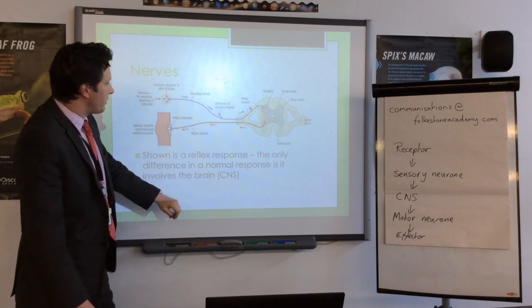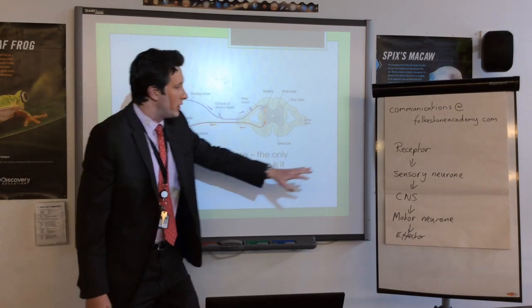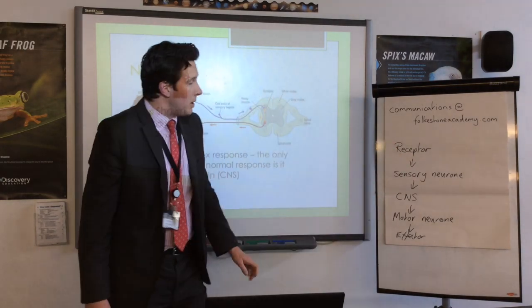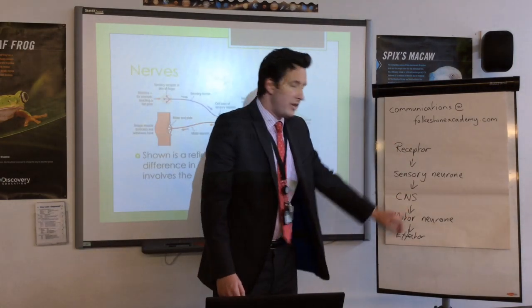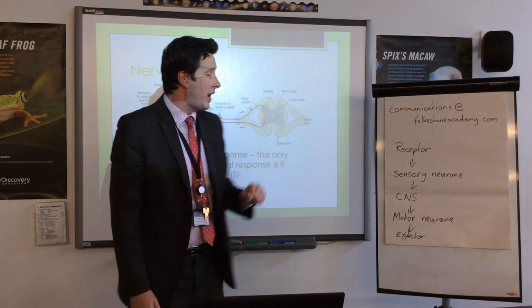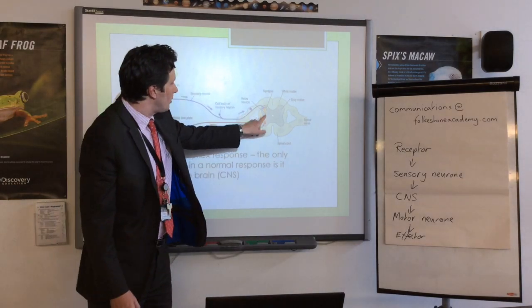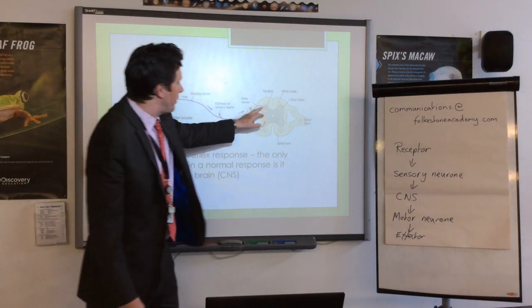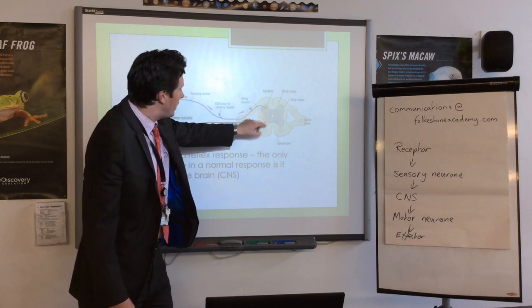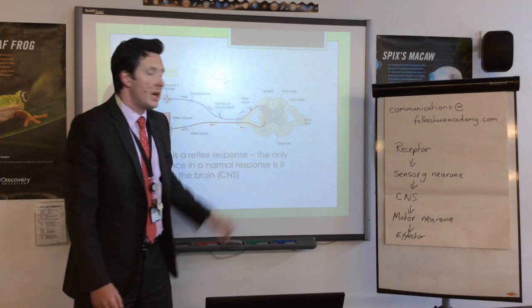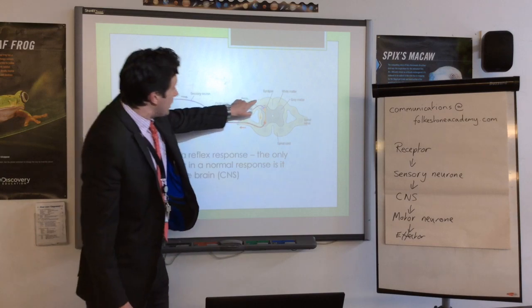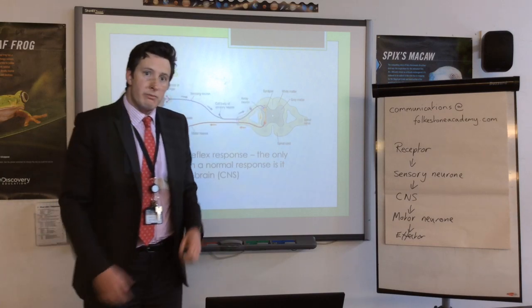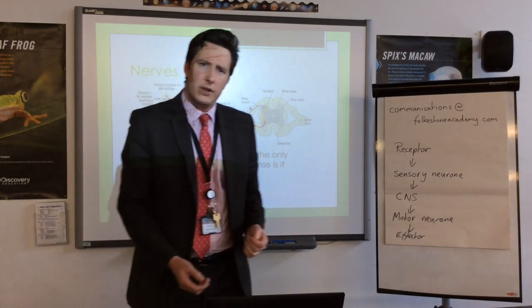Okay, and this reflex response happens quicker than a normal nervous response because it doesn't involve the central nervous system, it doesn't involve the brain. It actually goes through what's called a relay neuron. And a relay neuron is just a short neuron that links the gap between the sensory and the motor neuron. So it sends the message a lot quicker, and reflex actions are usually to protect you from harm.